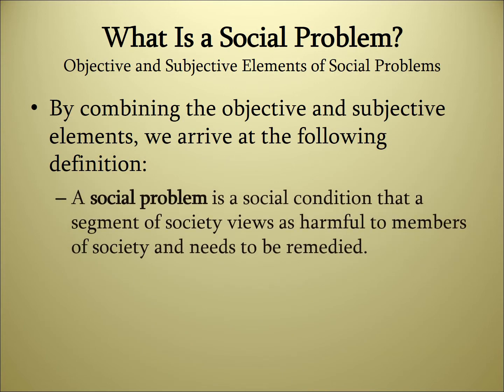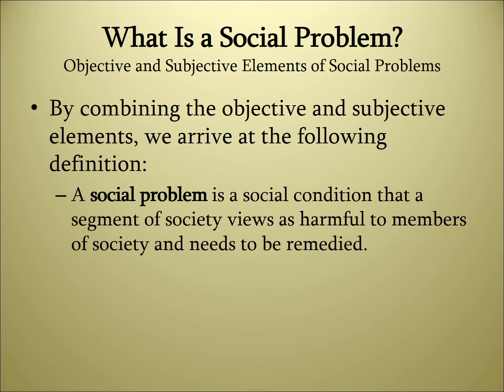Now, when you combine these two elements, this is where you arrive at the definition of a social problem. As our textbook argues, a social problem is a social condition that segments of society view as harmful to members of the society, and as a result of being harmful, it needs to be remedied, it needs to be solved, or its impact needs to be reduced.